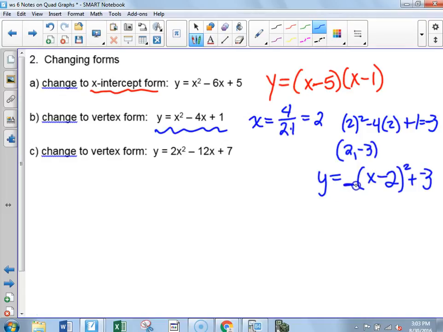I left a blank here. What's our A value? Do we have to do a bunch of work to find it? No, it's just our stretch, so it's just 1. Now, I'd like to remind you how to complete the square on that one.